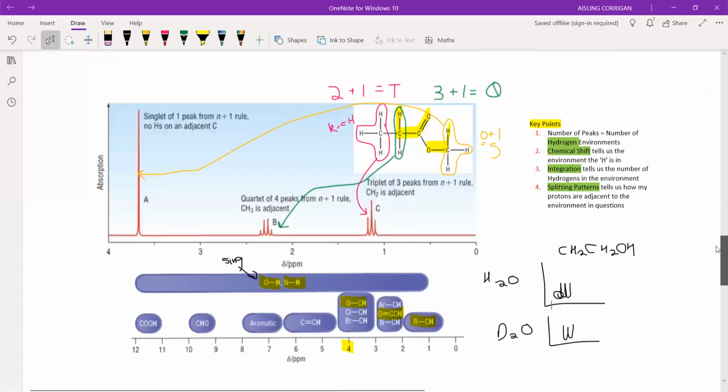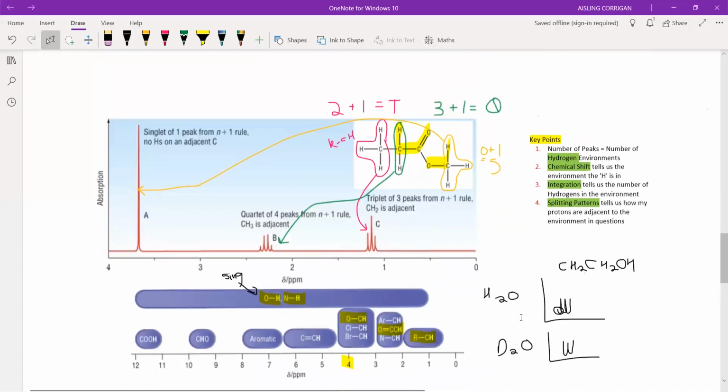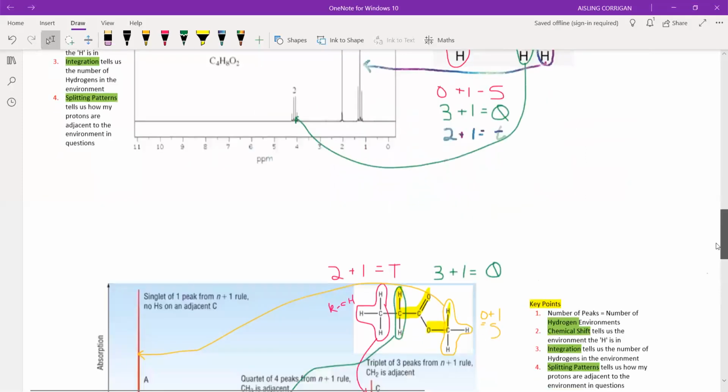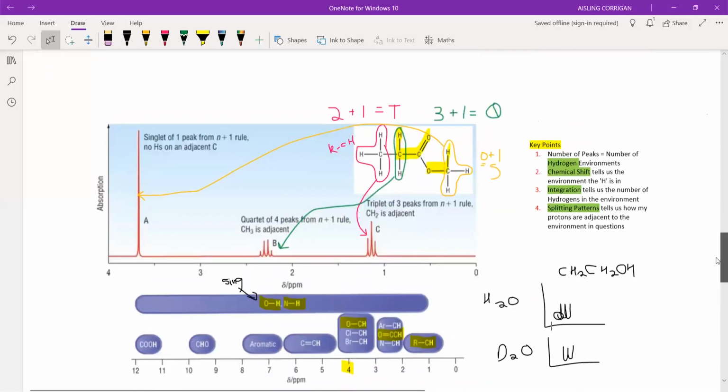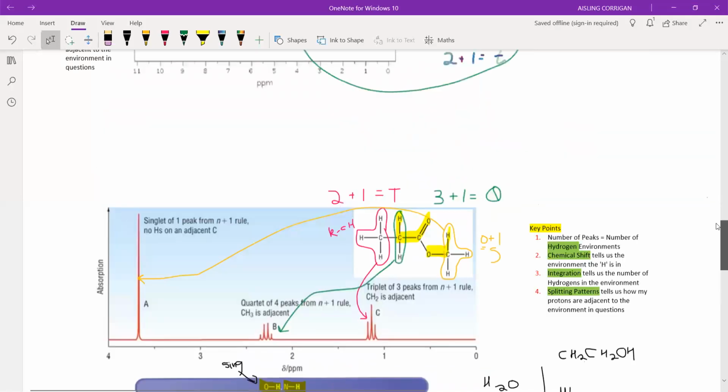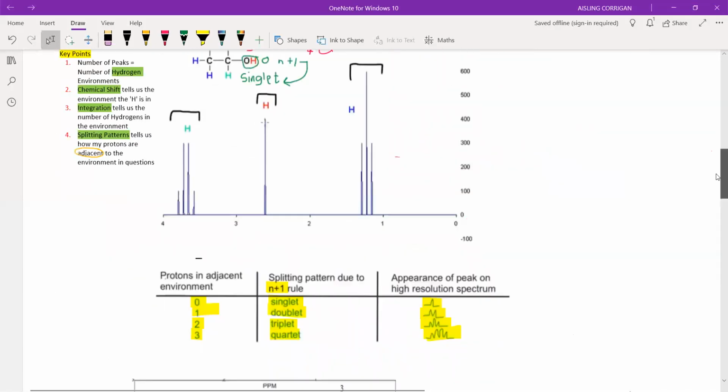But that's all. Again, any questions, do ask. Don't worry too much about this section at all. I just thought I'd add it in. The important thing is that you can differentiate and really know what the chemical shift tells you, what the integration tells you, and what the splitting pattern tells you. But no, that's all. I hope it helps.